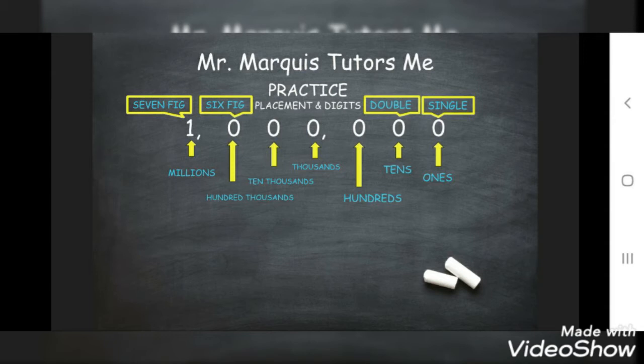So after 3 numbers, there's a comma, and those 3 start over again, right? It's like a ones place, tens place, hundreds place, comma. Ones place, tens place, hundreds place, comma. 1 million, 10 million, 100 million, comma. 1 billion, 10 billion, 100 billion, comma. You'll keep seeing those commas.